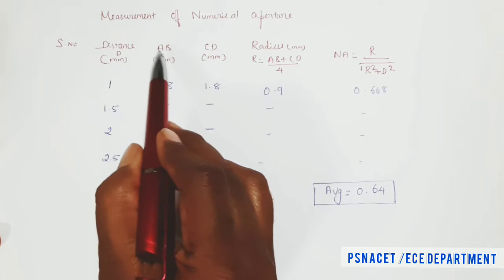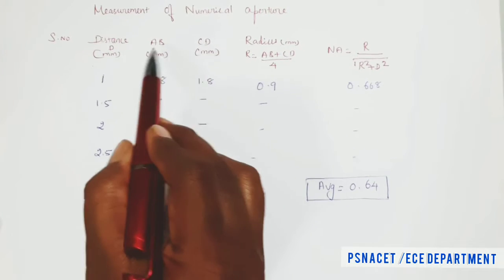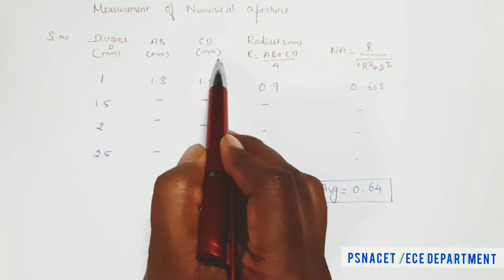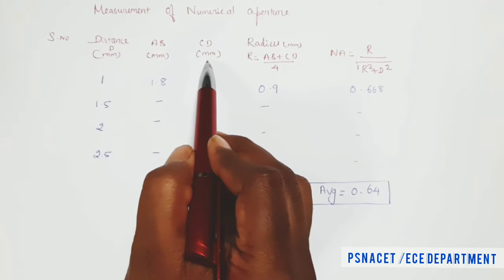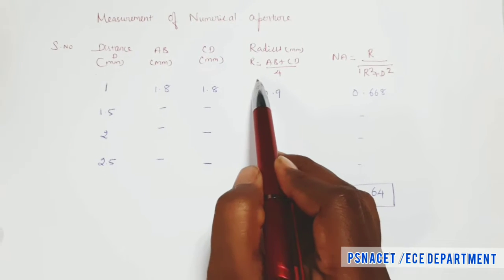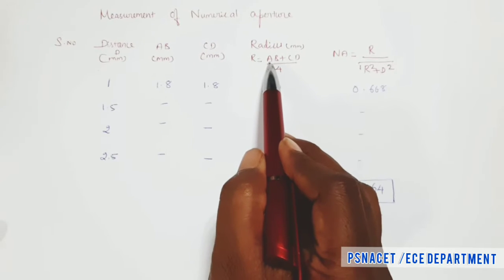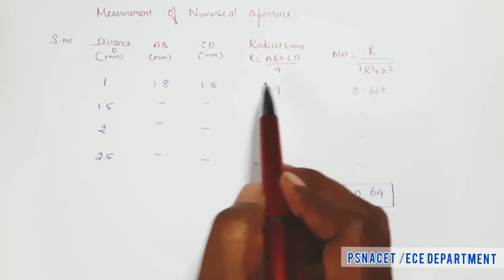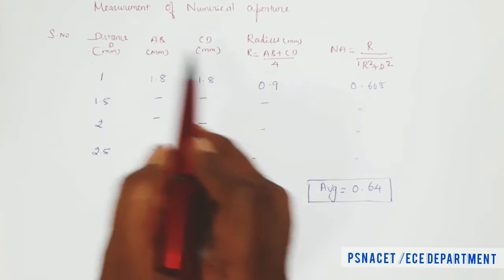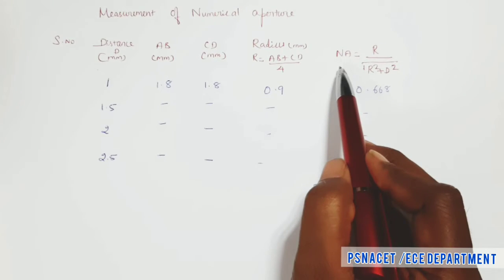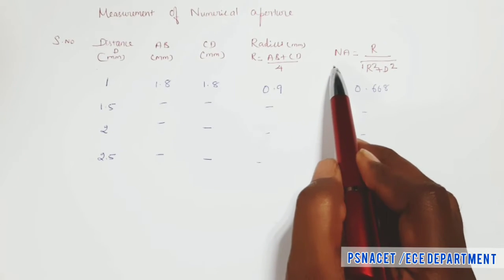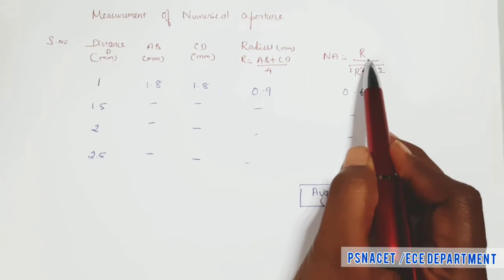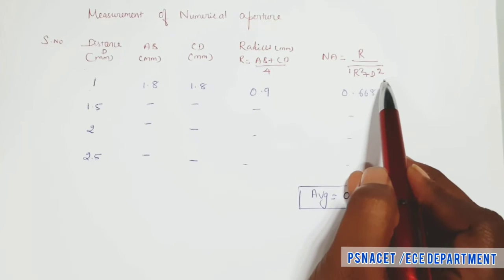For each value of D, we have to find out the value of AB and CD, that is horizontal spot diameter and vertical spot diameter. So from the value of AB and CD, we have to measure the radius. The radius will be equal to horizontal spot diameter plus vertical spot diameter divided by 4. So we have to measure the value of R for each value of D. At last, the numerical aperture can be measured by a simple formula: numerical aperture is equal to R divided by root of R square plus D square.